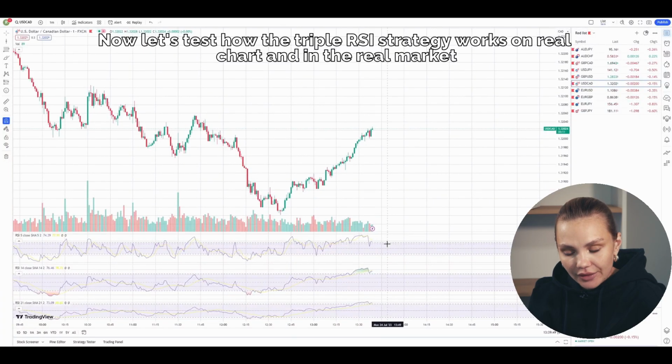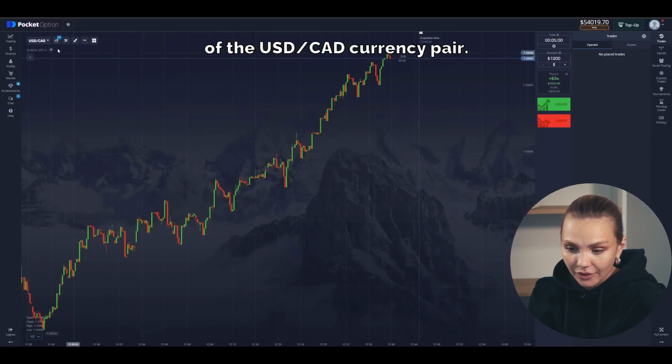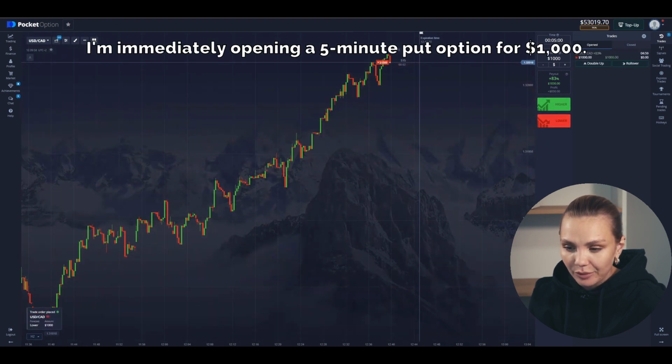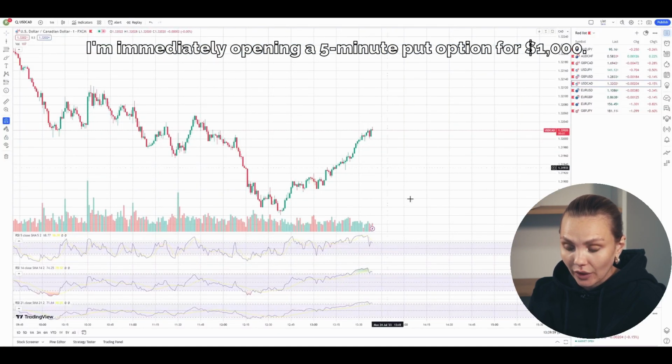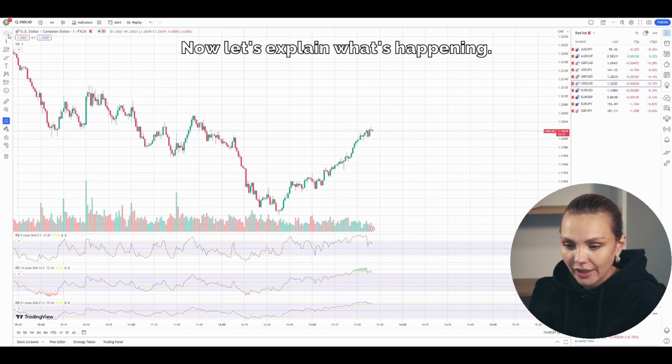Now let's test how the Triple RSI strategy works on a real chart and in the real market of the USD and Canadian dollar currency pair. I'm immediately opening a 5-minute put option for $1,000. Now let's explain what's happening.